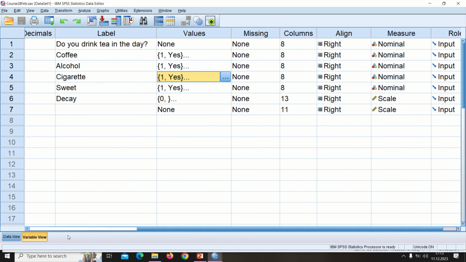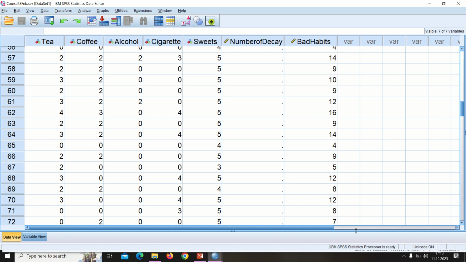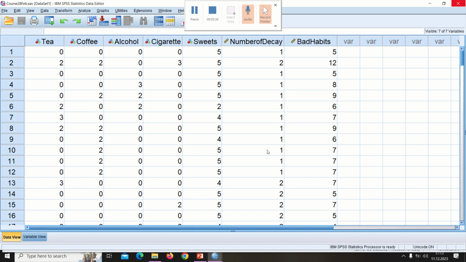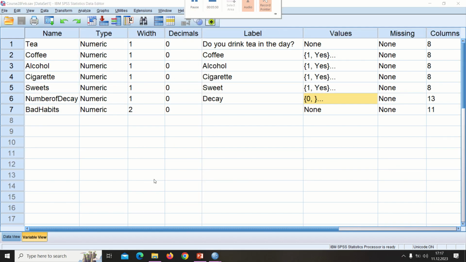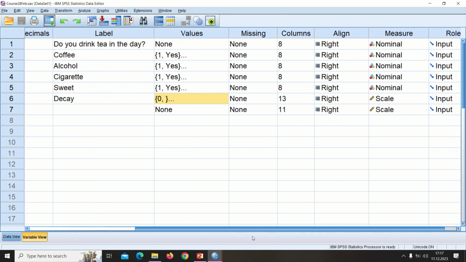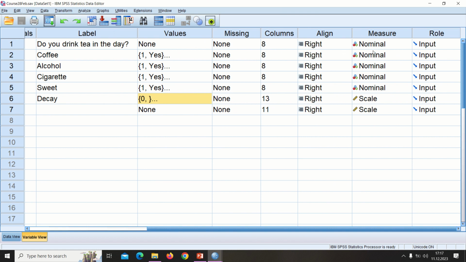And here we have zeros, so there's something wrong in this SPSS program. Now I want you to find what's wrong. Yes, what's wrong here? Now look at tea. Okay, it says numeric, 1 digit. So it's numeric, we say, and this nominal.